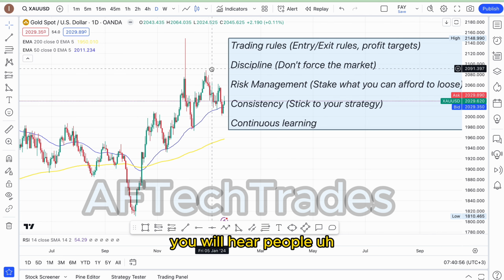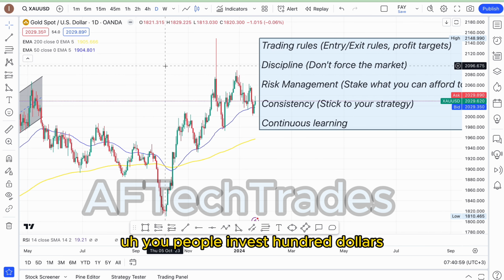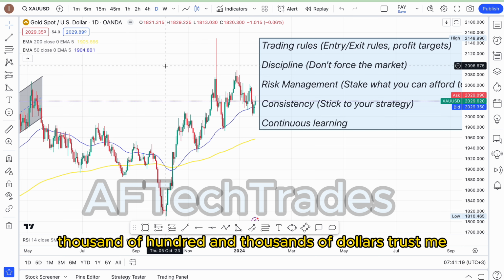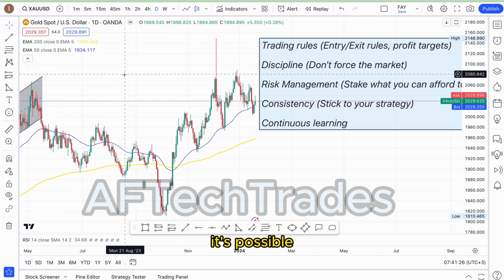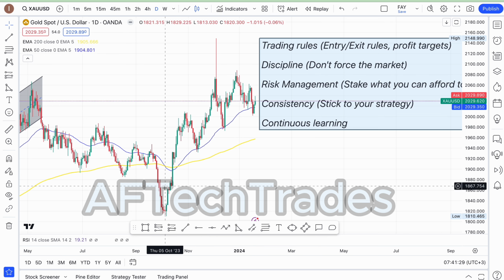You will hear people in forex trading say they invest $100 and make $1 million, all these junks. Man, forex trading is not gambling. Yes, it's possible you go in with $100 only and at the end of the day you become a millionaire, making hundreds of thousands of dollars. Trust me, some of these are gambling. It's not that it's not possible. It's possible. I will use an example for you.